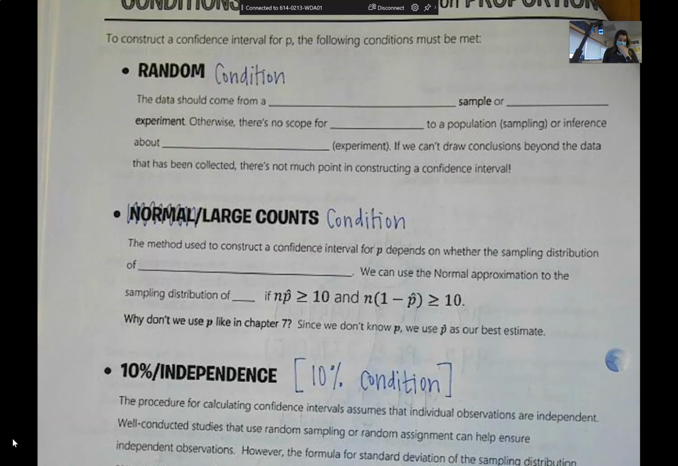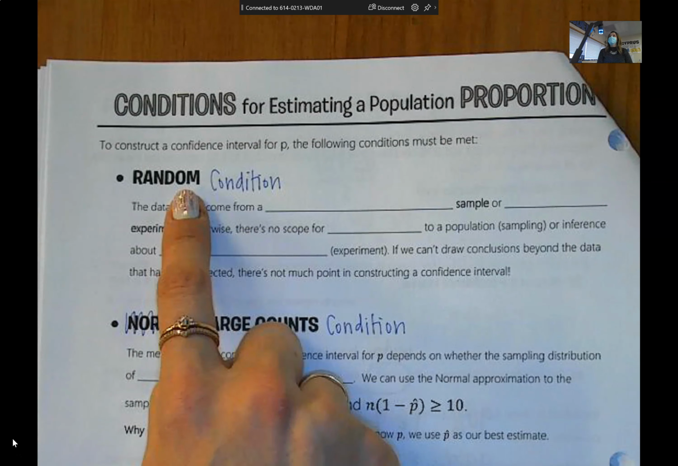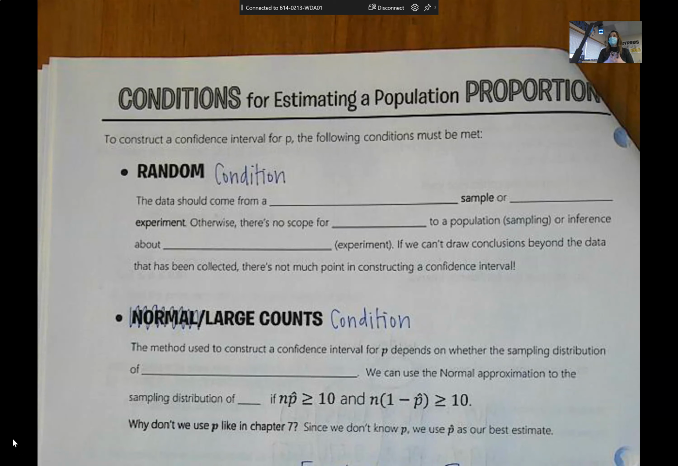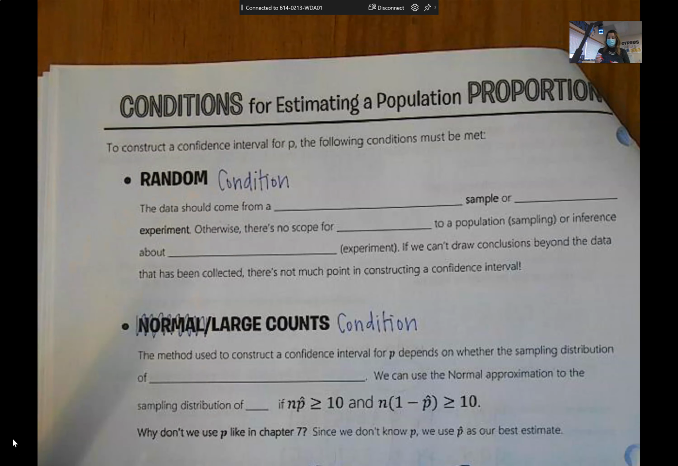So to make a confidence interval for P, the first condition is that your sample must be random. Before I forget, all of these confidence intervals today are intervals for P. So what we're doing, and I'd write this at the top, and let me verify before I get too crazy. I just want to make sure that I'm 100% right.